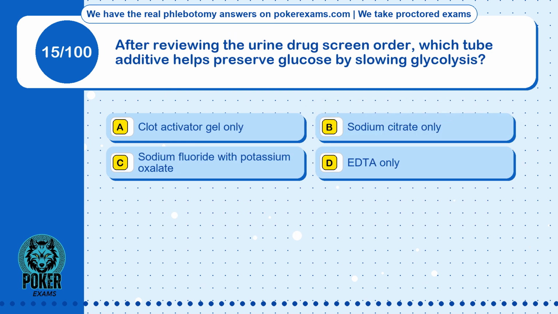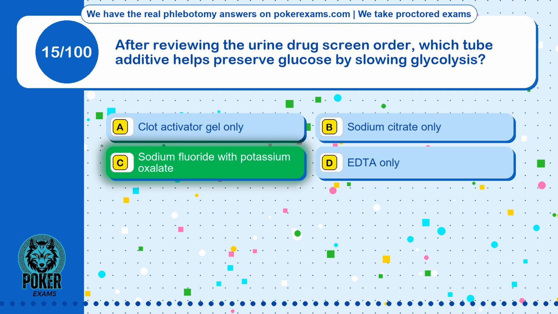Question 15. After reviewing the urine drug screen order, which tube additive helps preserve glucose by slowing glycolysis? Option A, clot activator gel only. Option B, sodium citrate only. Option C, sodium fluoride with potassium oxalate. Option D, EDTA only. The correct answer is option C.